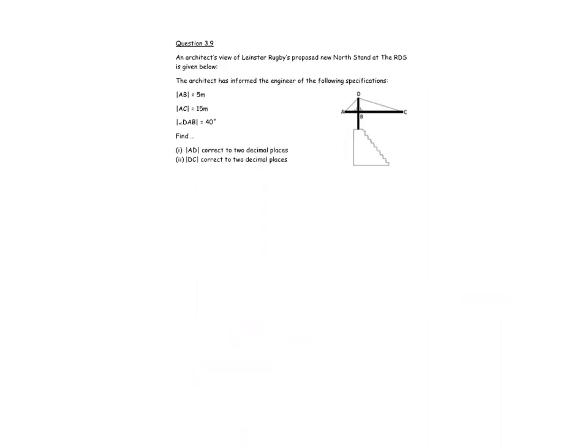Question 3.9 then says, an architect's view of Leinster Rugby's proposed new north stand at the RDS is given below. The architect has been informed by the engineer of the following specifications. So AB is 5 meters, AC is 15 meters, angle DAB is equal to 40 degrees, and it wants us to find AD correct to 2 decimal places and DC correct to 2 decimal places.